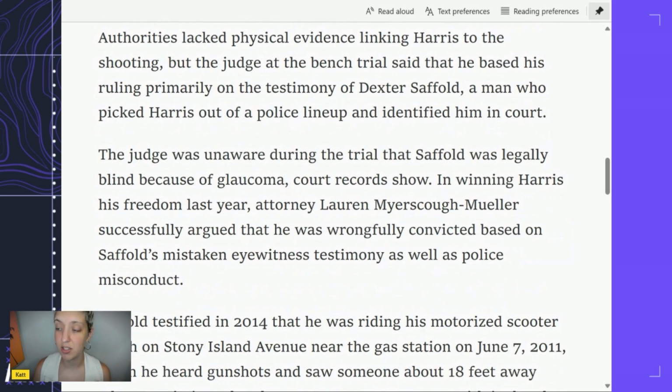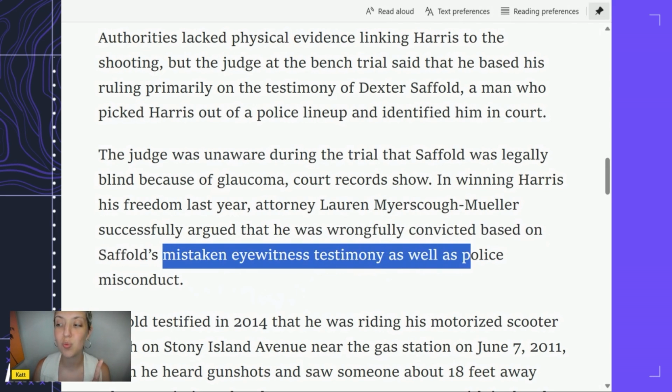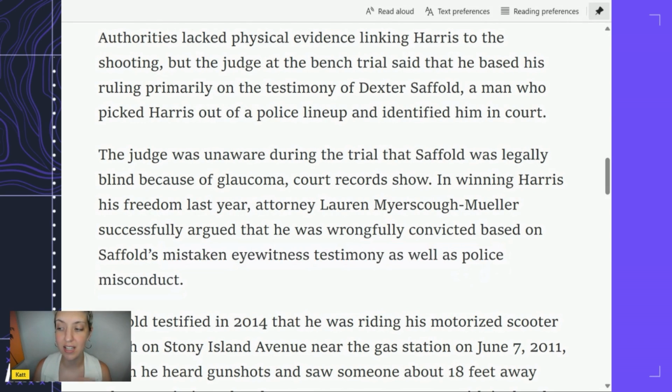And here, I think this is actually an important distinction. At the end of this sentence it says, in winning Harris his freedom last year, attorney Lauren Myerscough-Mueller successfully argued that he was wrongfully convicted based on the mistaken eyewitness testimony, as well as police misconduct. So here it's saying that the allegations of police misconduct were part of the successful argument to overturn the conviction. So two contributing factors.